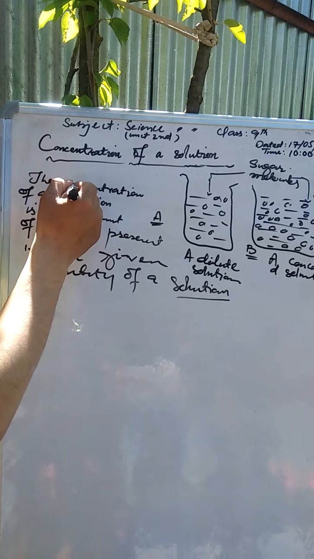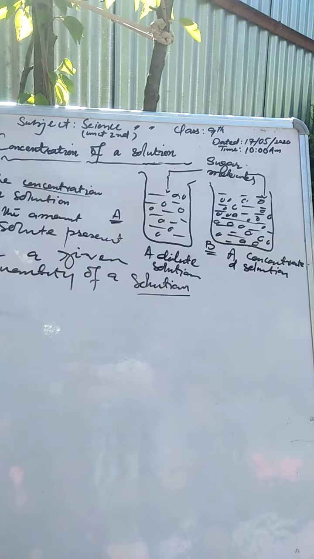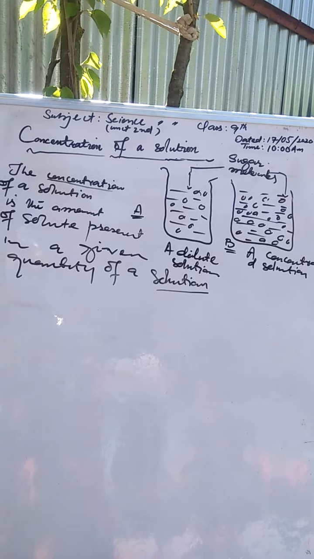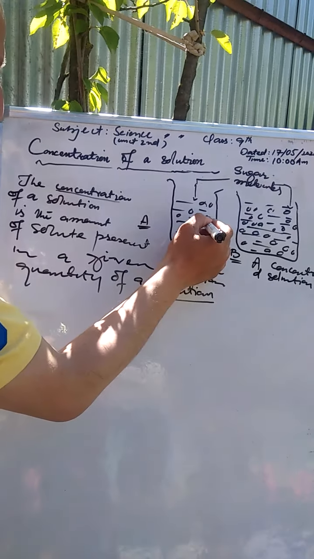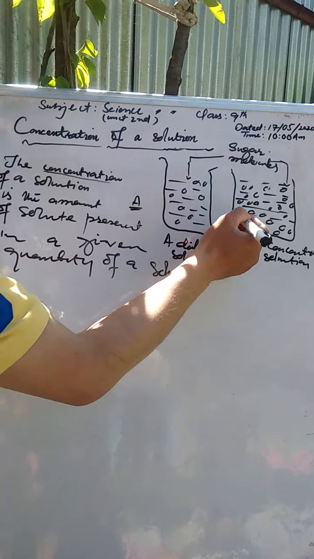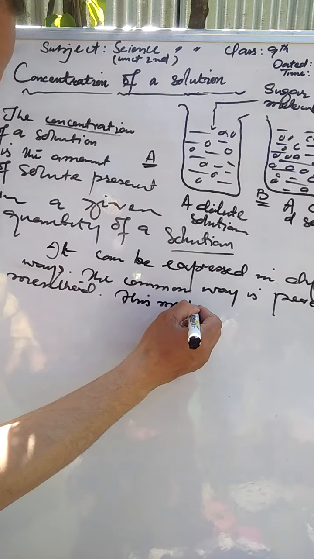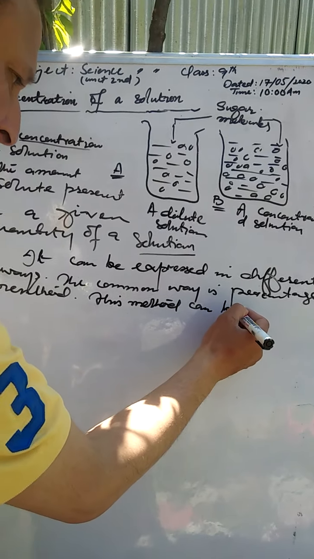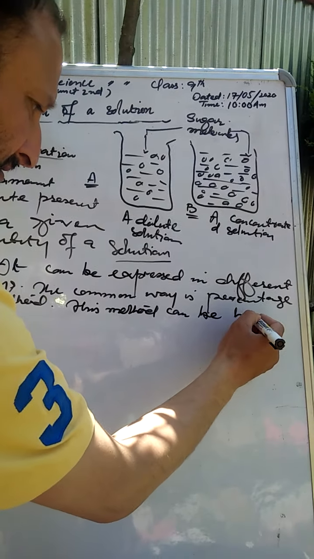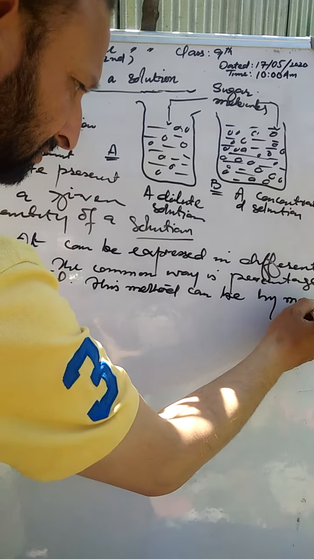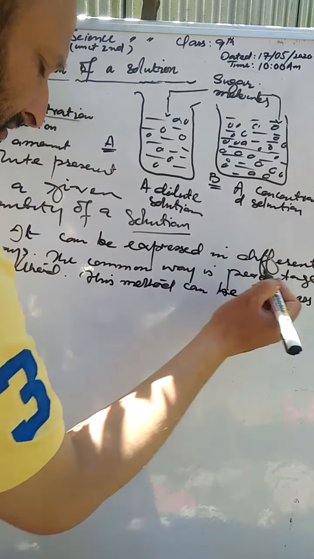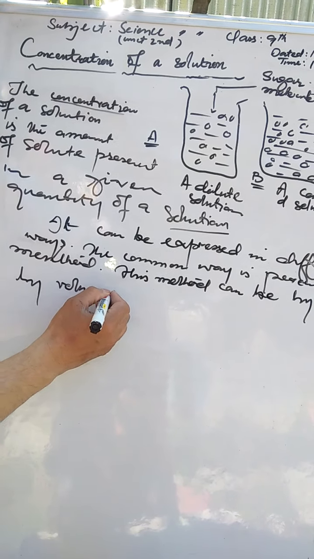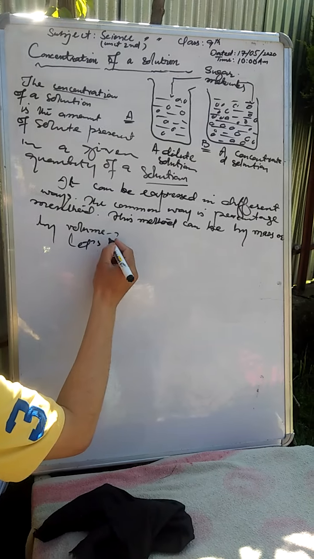If the solution is of a solid solute dissolved in a liquid, then we can consider the mass percentage of solute in calculating the concentration of the solution. Dear students, so in the case of a solid solute dissolved in a liquid solvent, it is by mass.